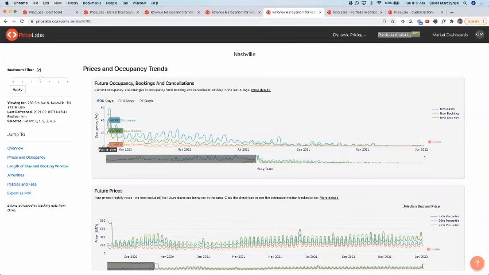And a lot of the data that we're pulling is forward-looking data for future rates, making sure that we're optimized for what is happening in your market in the future, instead of past dates to set your pricing based off of those.